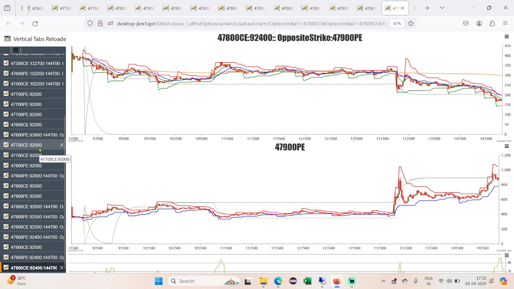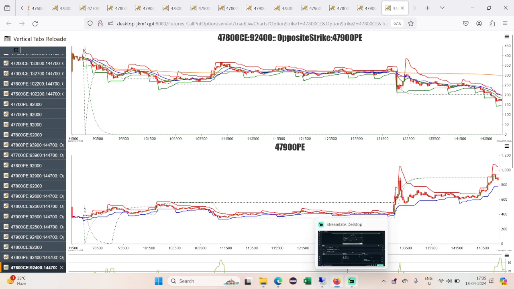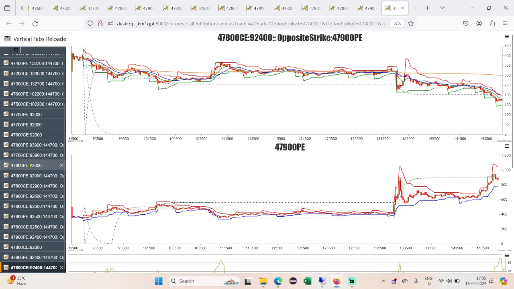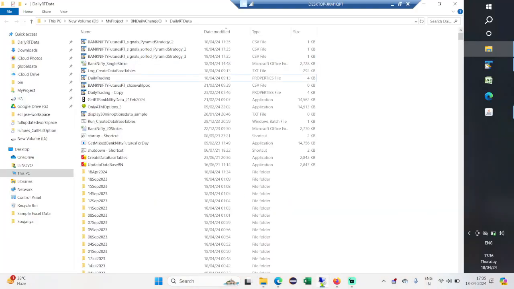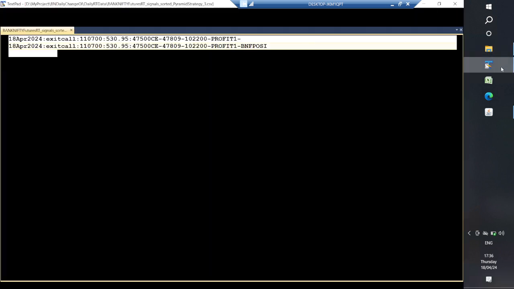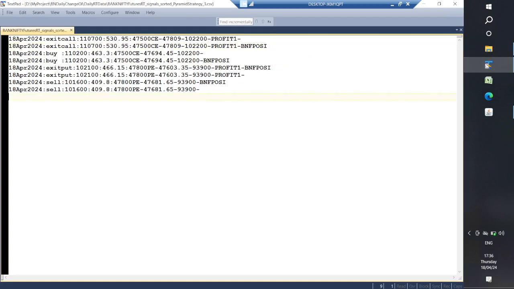Probably because I'm using this recording software, which is Streamlabs Desktop, this is a little bit slow, but usually it is very quick. Now let us see the signals generated for 18th April, that is today. If you see, we got a sell signal in Bank Nifty futures, which is nothing but buying a put option.